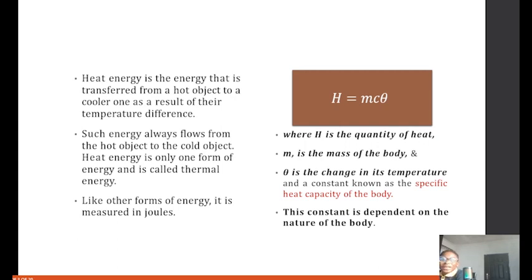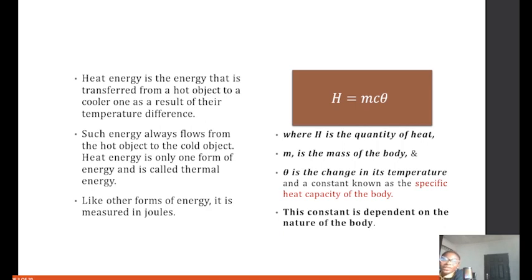The easiest way to explain this is when you want to take your bath in the morning and you feel that the weather is very cold, and then you boil water in your kettle, then you pour the hot water into a bucket of cold water. What have you done? You have transferred heat from one body to another. So heat energy is the energy that is transferred from a hot object to a cooler one as a result of their temperature difference. Doing this, you will notice something.